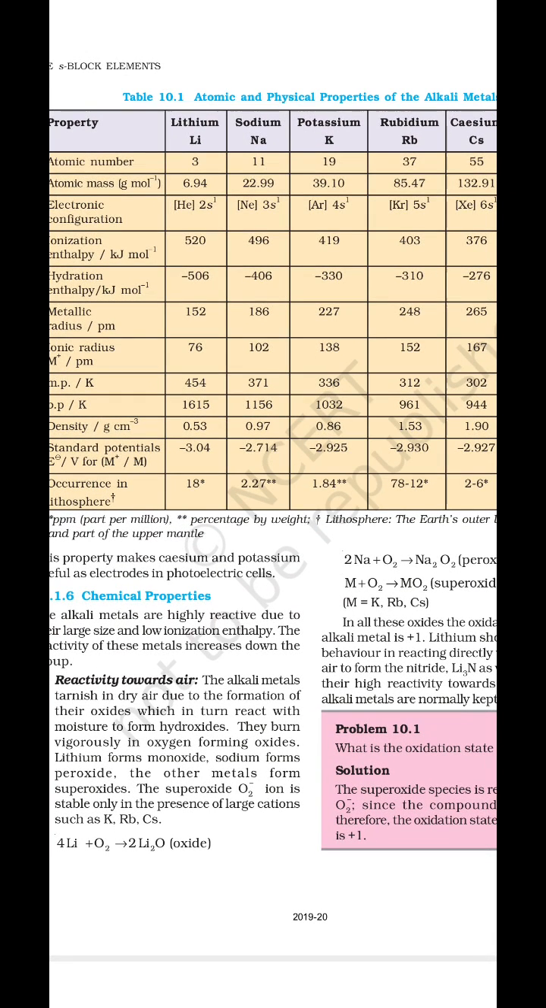Why do alkali metals tarnish in air? अगर alkali metals को आप air में खुला छोड़ दो, they get spoiled or they get tarnished. Why do they get tarnished? Because they react with air to form oxides, which in turn react with moisture. Moisture is also present in air and they form hydroxide. That's why they get tarnished.